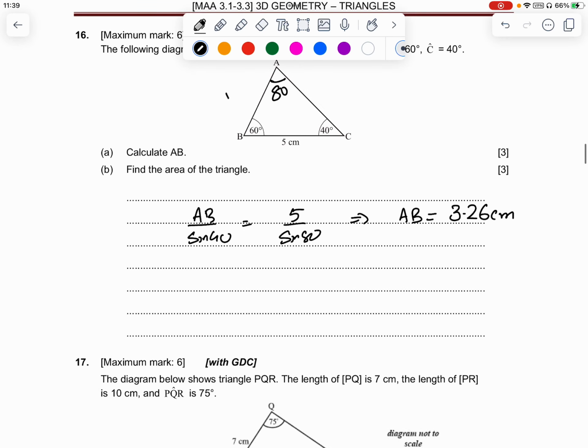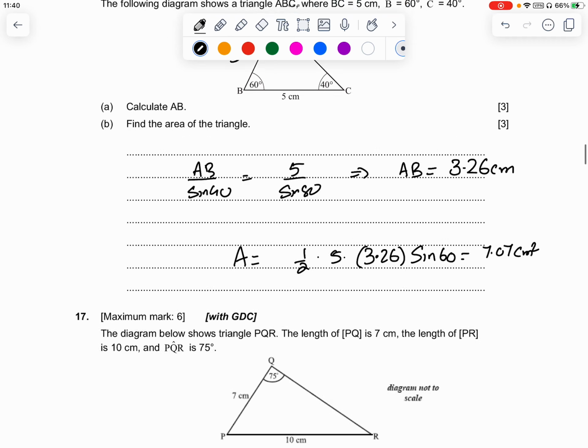Find the area of the triangle. So once I know, area equals 1 upon 2 times 5 times 3.26 times sine 60, which is going to be 7.07 centimeters squared.